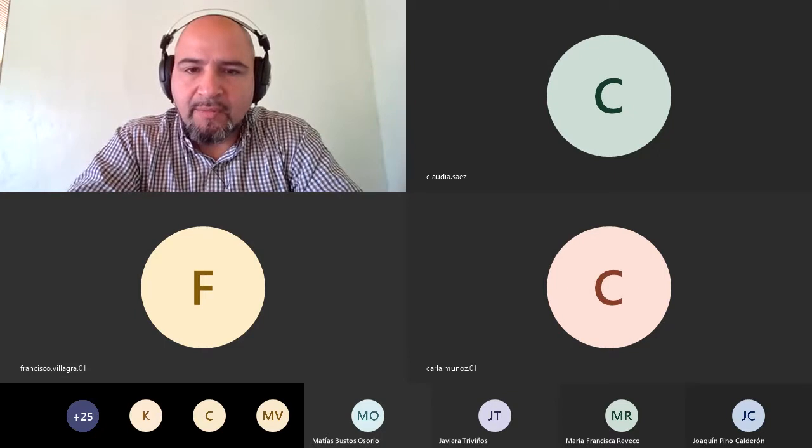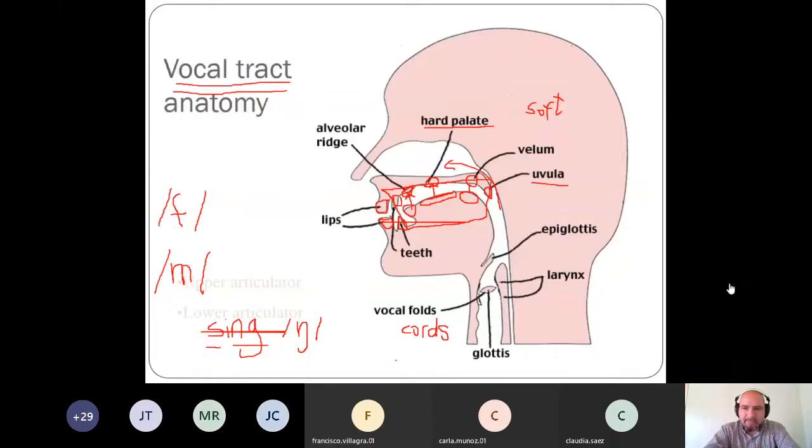So going back to the presentation, it's very important to remember the name of some components of the vocal tract to be able to explain how the sounds are produced. Okay.